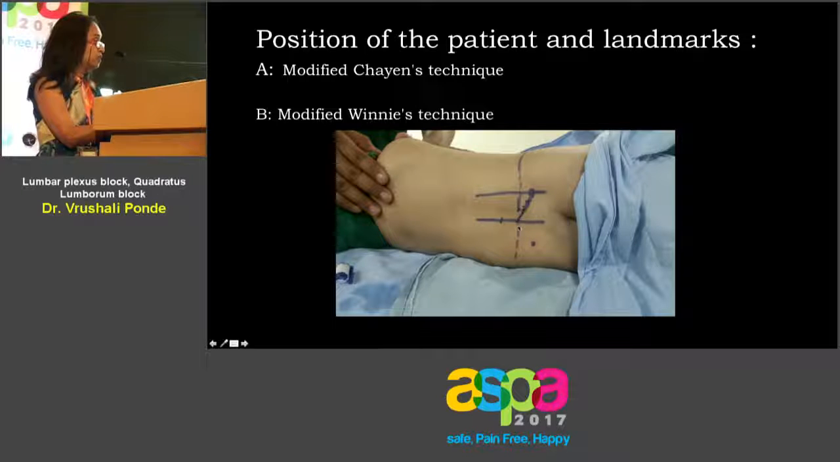If it is Winnie's, then it is this very point that I'm pointing out right now. Sometimes in practice we realize that coming slightly medially from this intersection helps to get the twitches. And if it is the other approach, a line drawn from the posterior superior iliac spine to L5, then the midpoint of this helps us get onto the right track.